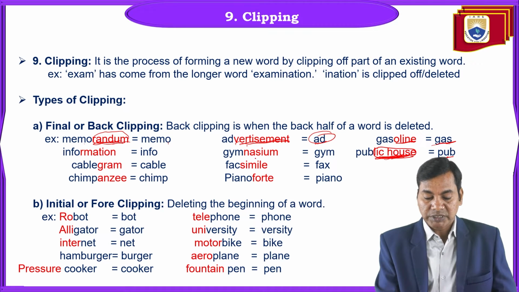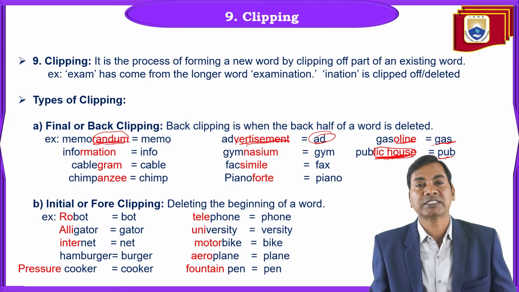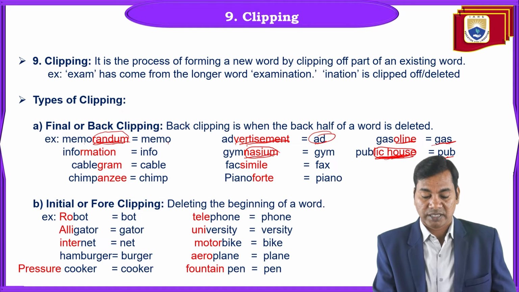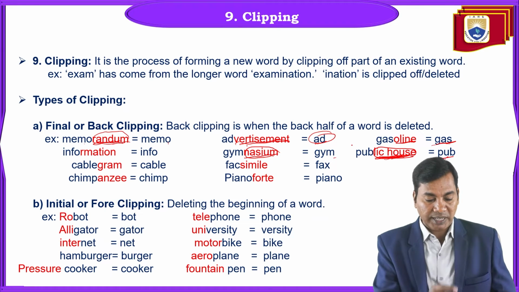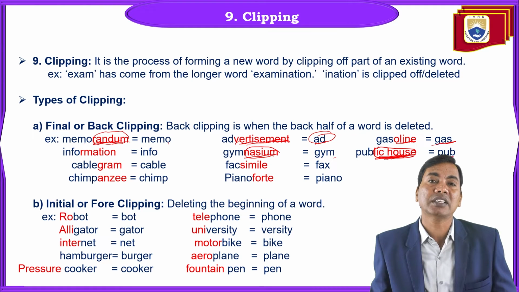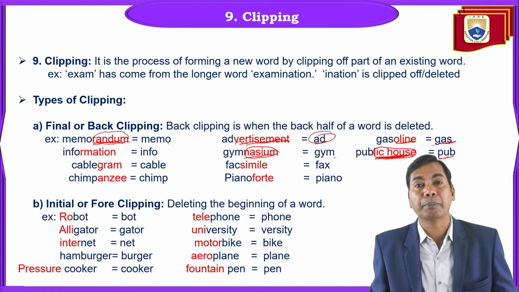Now, gymnasium is the full word, but no one says gymnasium now. Just simply say gym. How did we get the word gym? With back clipping. In gymnasium, I cut off N-A-S-I-U-M, which is the last part. There remains the word G-Y-M. And information. Everyone used to say nowadays info, which means information. How did we get that word info? We got that word info with the process of back clipping.